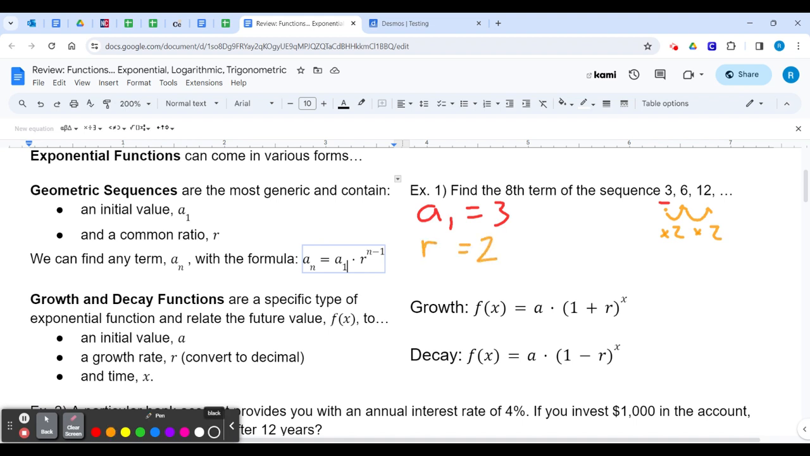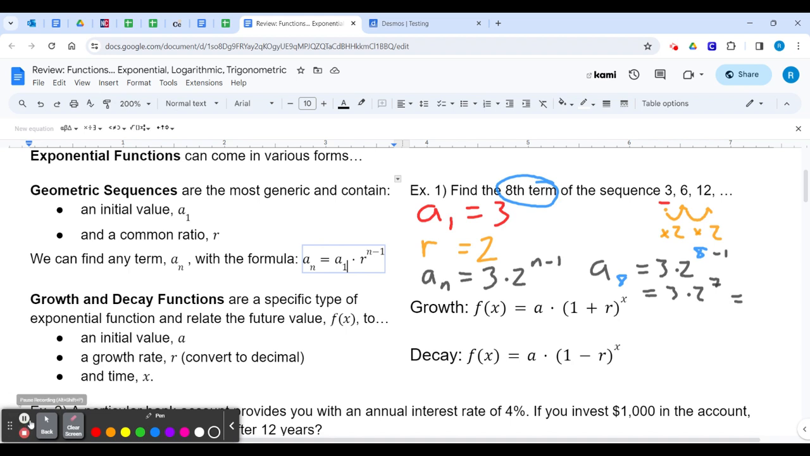And so if we want to calculate any term we want, we would use this generic formula a sub n equals 3 times 2 to the n minus 1 power. Since we're looking for that 8th term, we're going to calculate a sub 8 equals 3 times 2 to the 8 minus 1 power, which is really just 3 times 2 to the 7th power, and that will give us 384 as our answer.